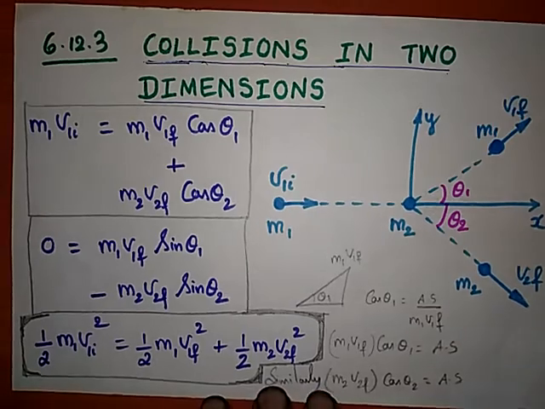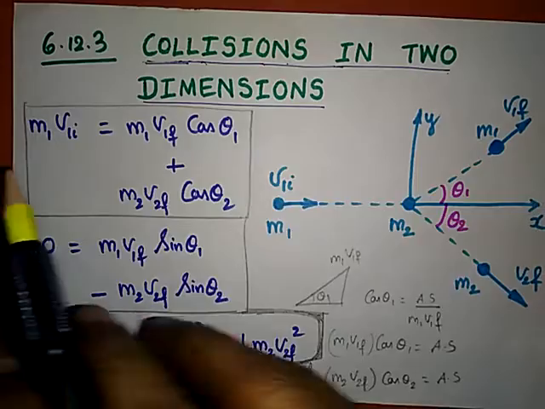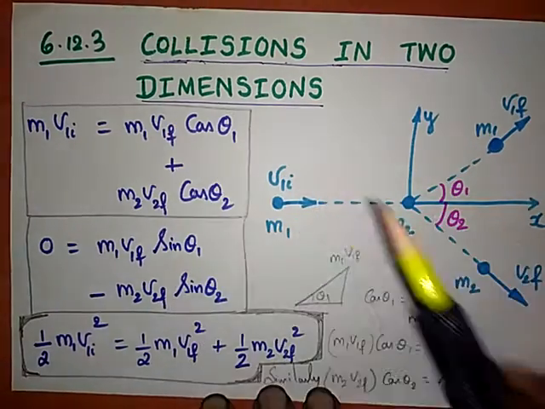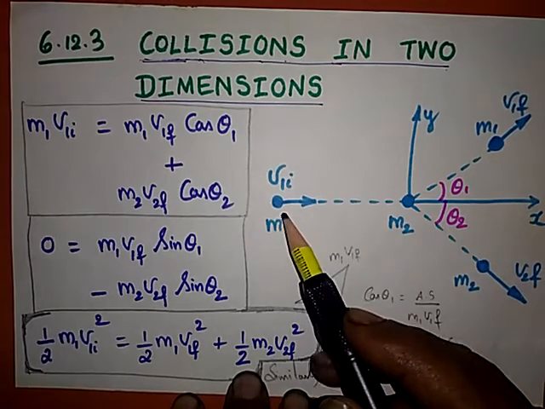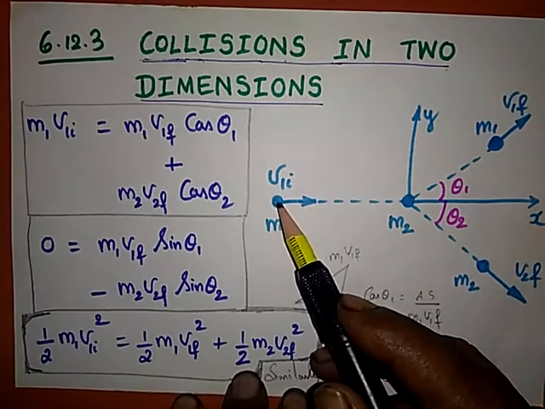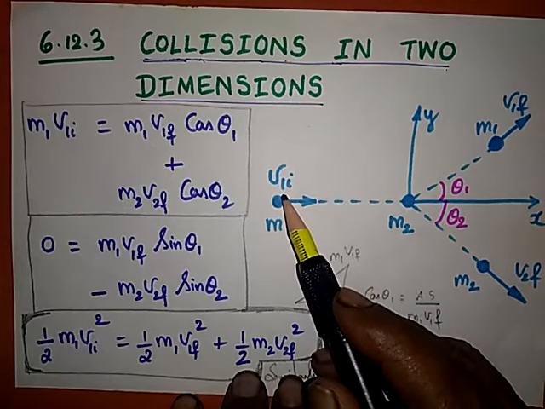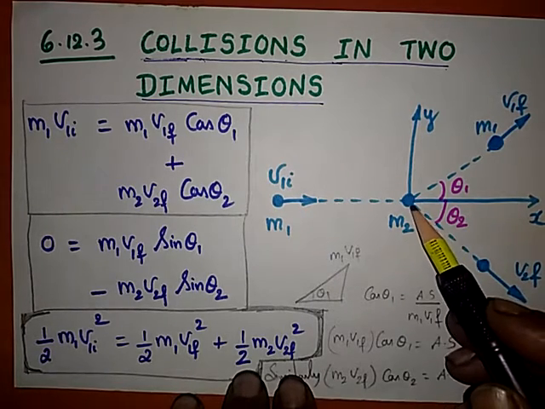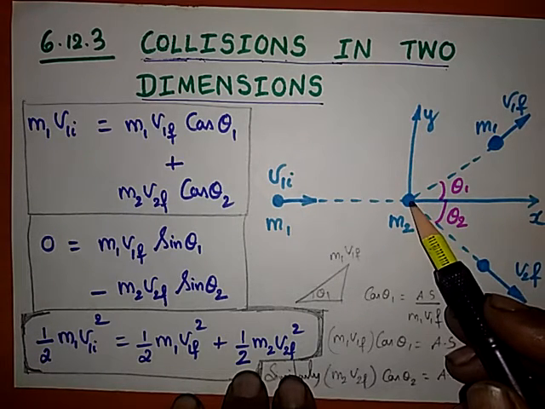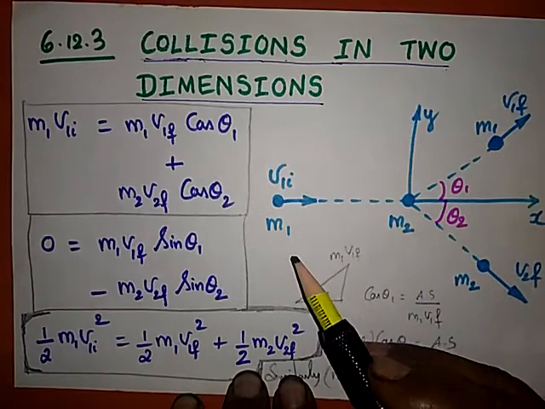First, today we are going to see chapter 6.12.3, collisions in two dimensions, NCERT plus 1 physics. So this is an object with mass m1 and with initial velocity v1i. This is another object with mass m2, and it is stationary.